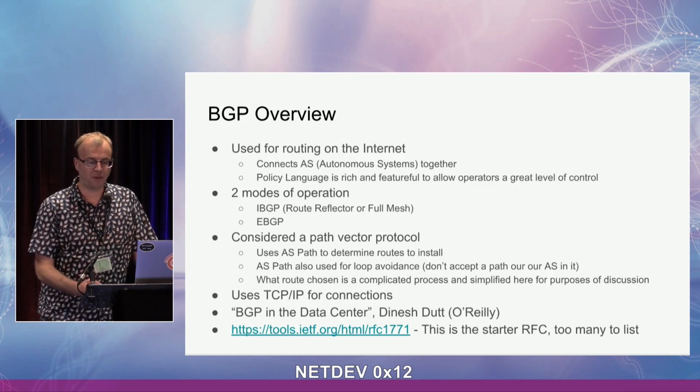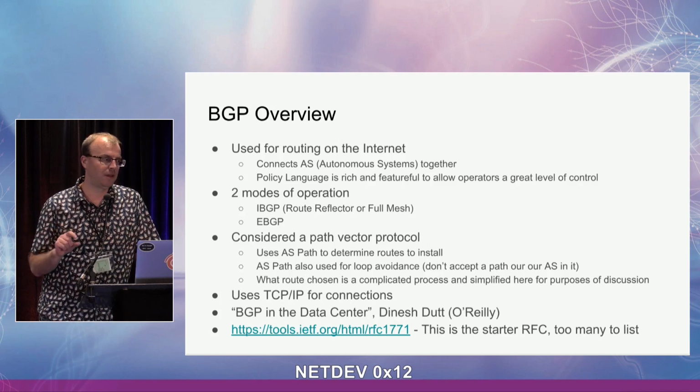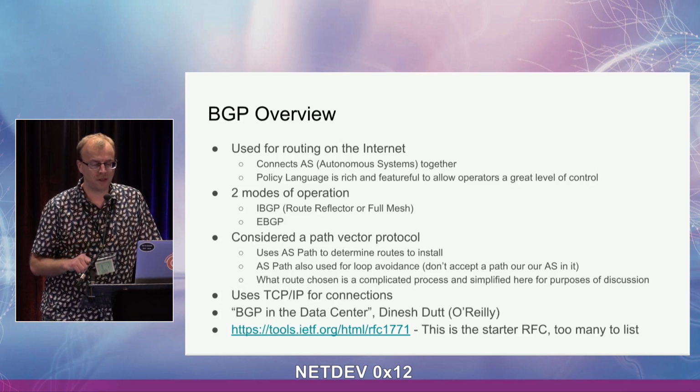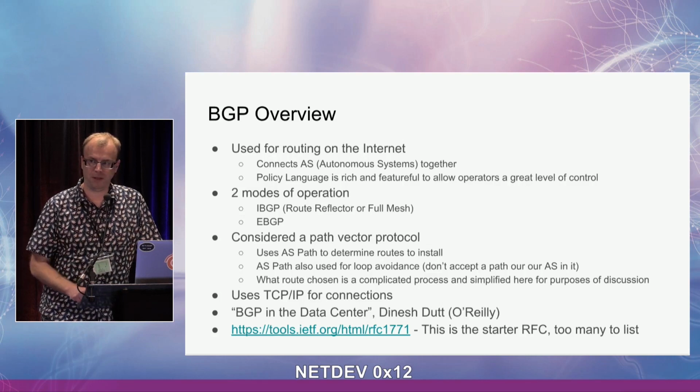In general, there are 2 modes of operation for BGP, iBGP and eBGP. I is internal, E is external. If you're doing internal BGP, it's usually one of 2 things: route reflectors or full mesh. I'm not going to spend a lot of time talking about iBGP. I'm going to really spend more time talking about eBGP.